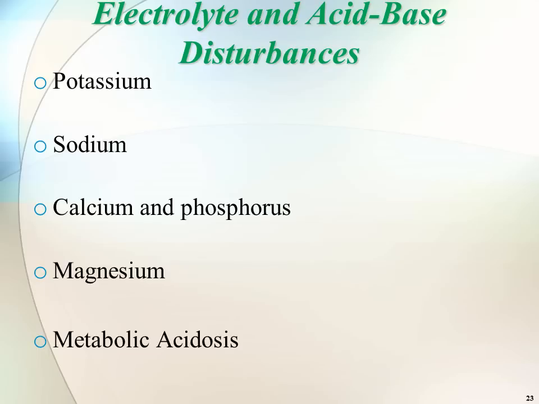Fluid and electrolyte disturbances, acid-base disturbances. This is an important slide. We talked about potassium a little bit earlier, saying the body is very intolerant of big shifts in potassium. With acute, particularly, and chronic kidney disease, potassium levels are elevated. Why are potassium levels elevated? Because the kidney can't excrete it.